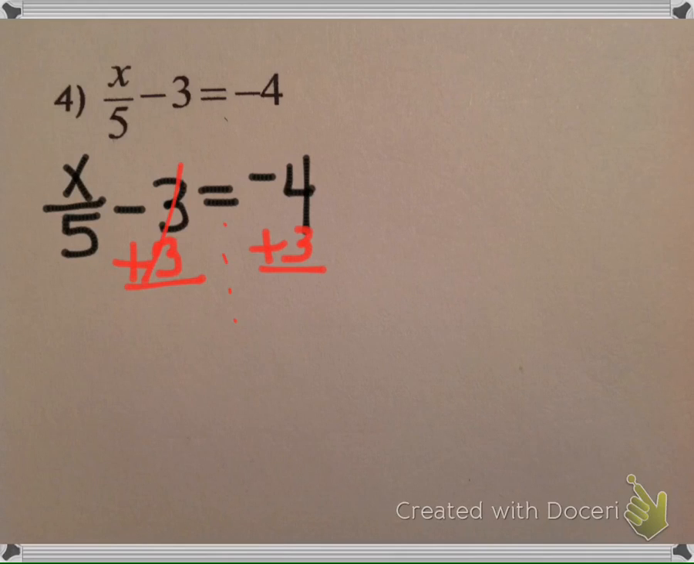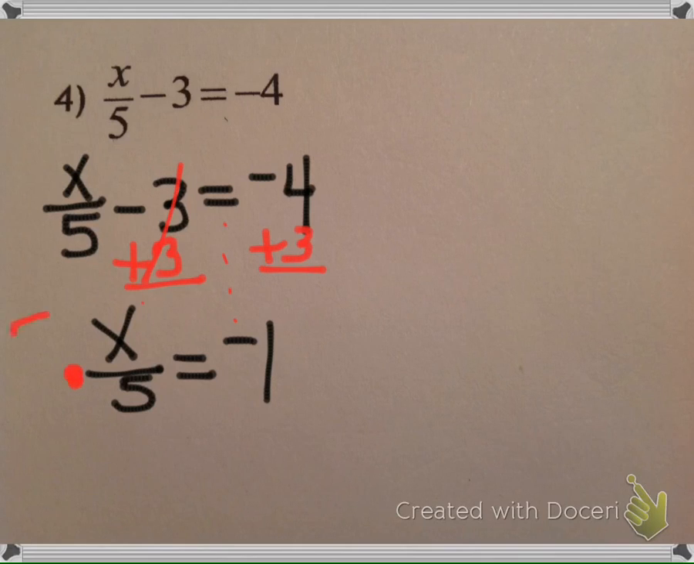Okay, and right here, -3 plus 3 cancels out. I'm left with x over 5 equals -4 plus 3, which is -1. Now I need to get rid of that 5, and that's division, so the inverse is multiplication, so I'm going to multiply by 5. Whatever I do to one side of the equation, I have to do to the other.